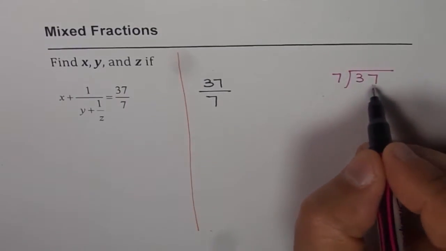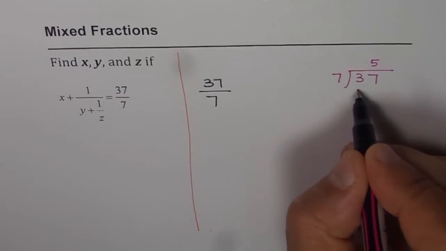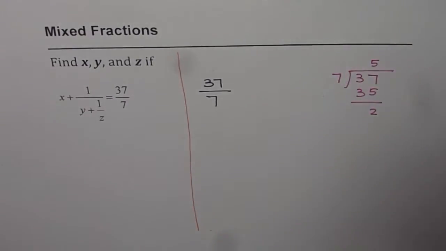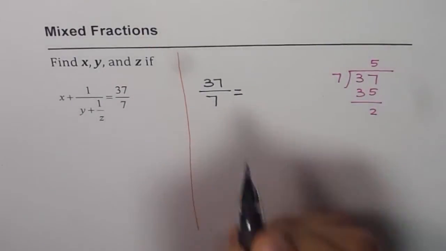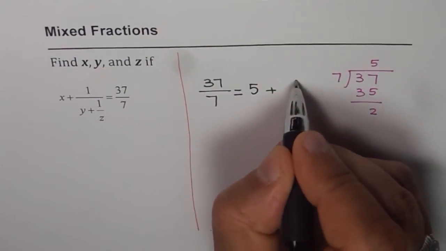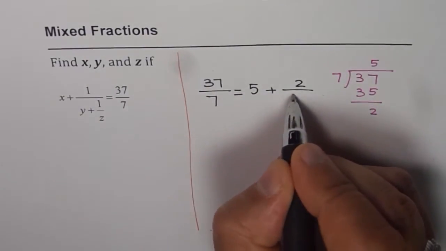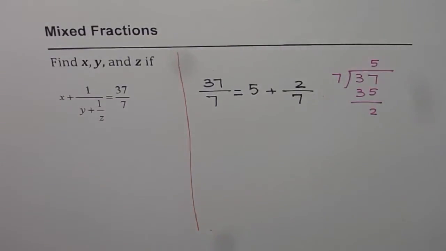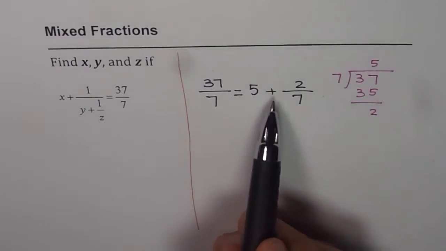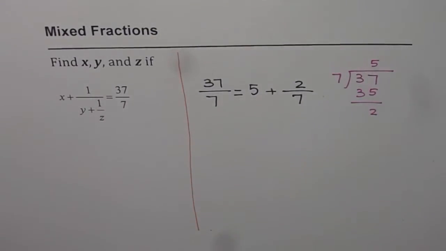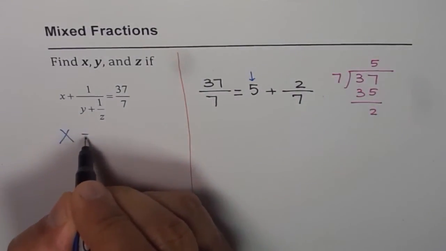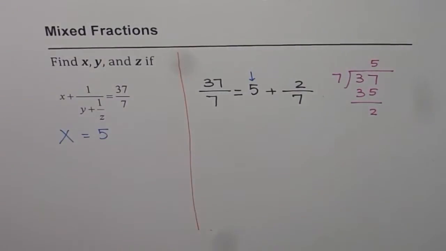When you divide 37 by 7, we get 7 times 5 is 35. Remainder is 2, right? And therefore I can write 37 over 7 as 5 wholes plus the remainder of 2 divided by the denominator, which is 7. So we are one step closer. x plus something, here we have 5 plus something. So at least from here I can say my value of x is 5. Let me write that down. It's good to know that we have done something, right? In one step, one value.